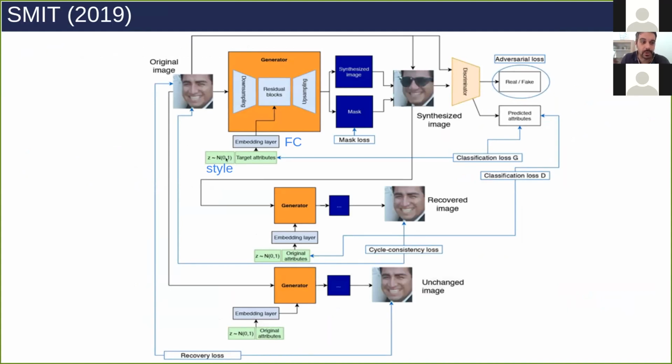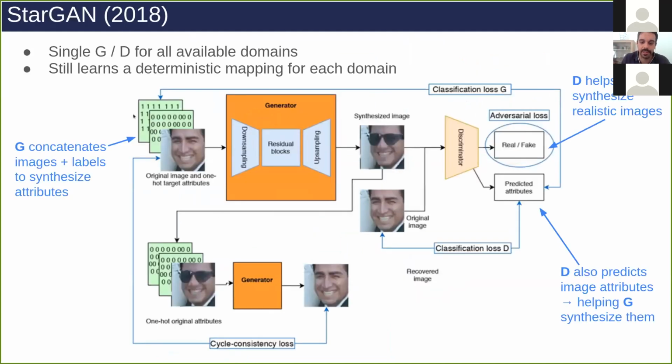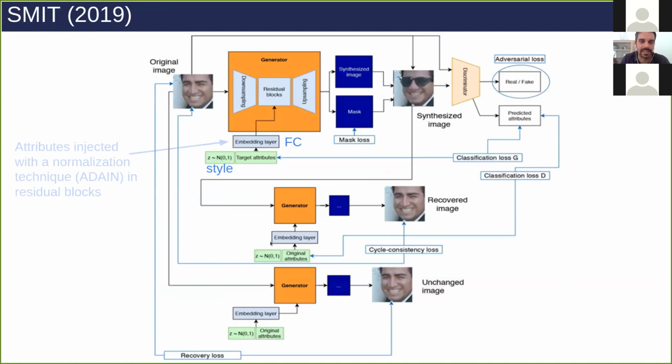Smith was introduced in 2019, and we see that it's also a conditional GAN because the discriminator also predicts the attributes. They are not concatenated in this case, as was the case for StarGAN. We were concatenating these channels. In this case, we are injecting them, and the attributes are injected with a normalization technique called AdaIN, which is actually embedding these target attributes within the residual blocks.